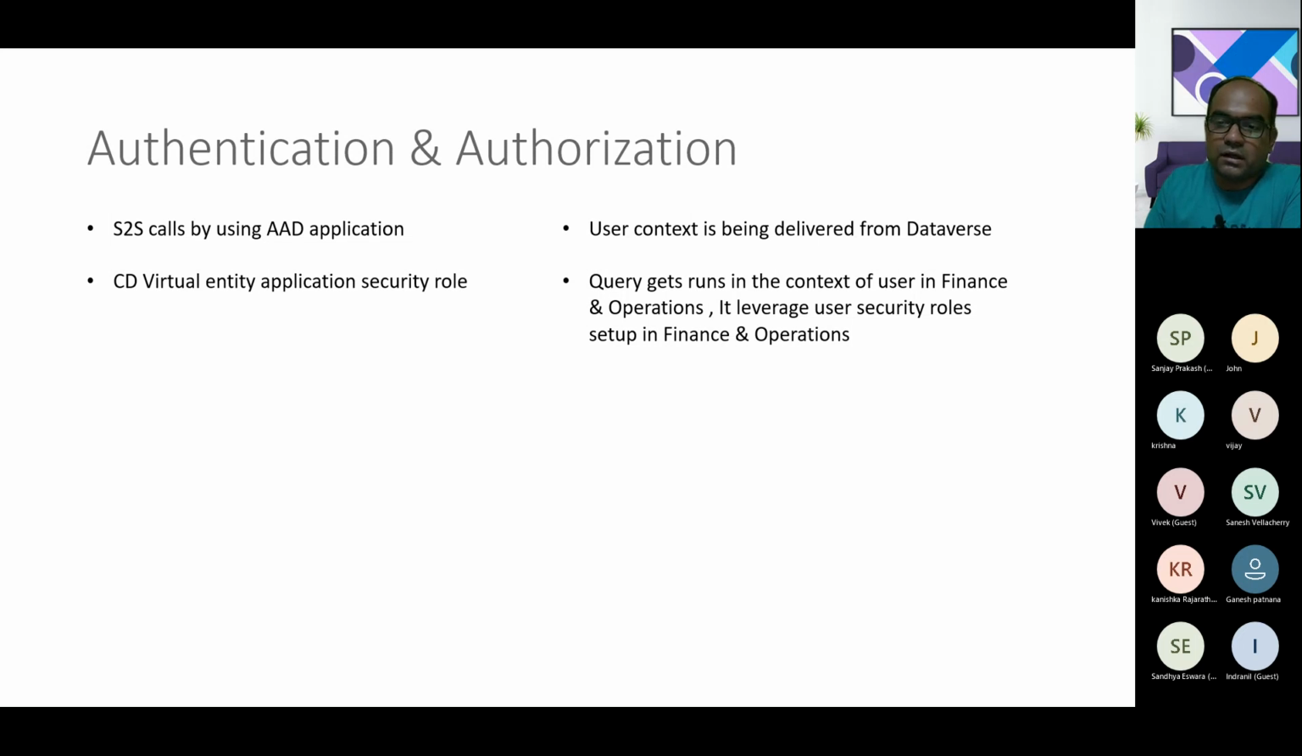In addition to this, you need to also enable the required CDS virtual entity application security role. And why is it required? Because whenever the calls happen from the Dataverse perspective, it requires that information to be passed on with the context of that user, right? And with the privileges of that user, it requires certain activity to be performed against that data entity of the financial operation app, and that is where the CDS virtual entity application security role exists in the financial operation app, which allows you to pass that user context when information is being triggered from Dataverse.